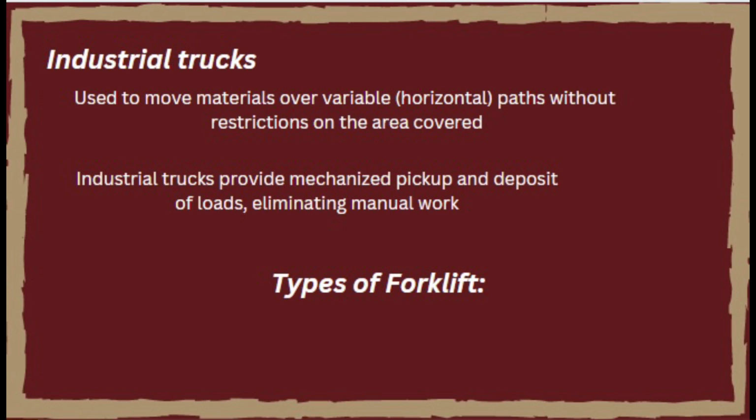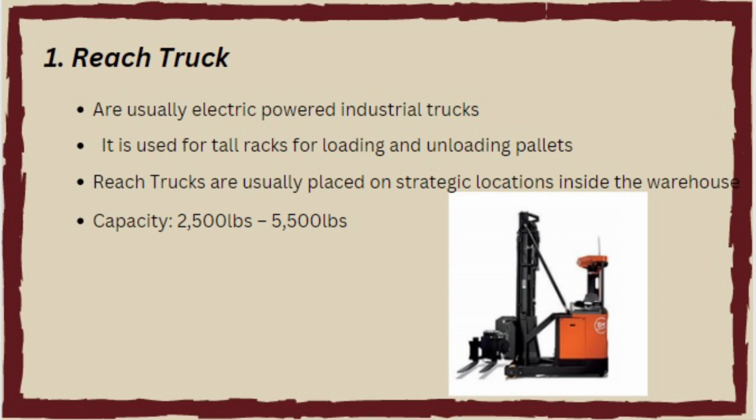So next is types of forklift. Then the first one is reach truck. Reach trucks are usually electric powered industrial trucks. It is used for tall racks for loading and unloading pallets. Reach trucks are usually placed on strategic locations inside the warehouse. Then the capacity for this truck is 2,500 lbs or 5,500 lbs.